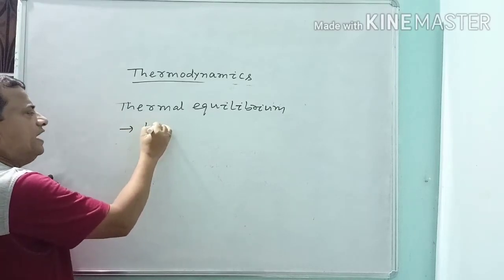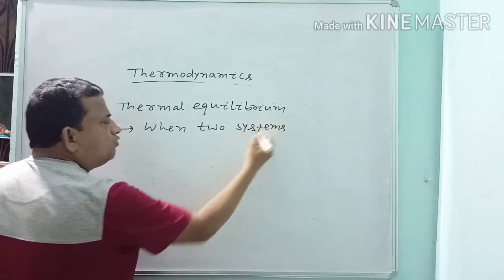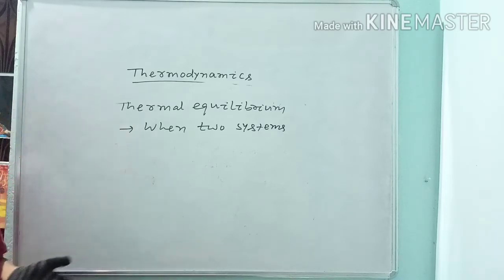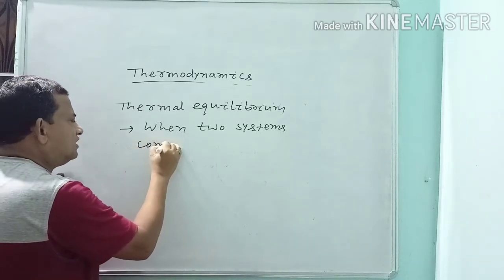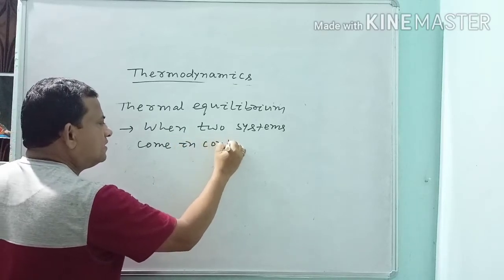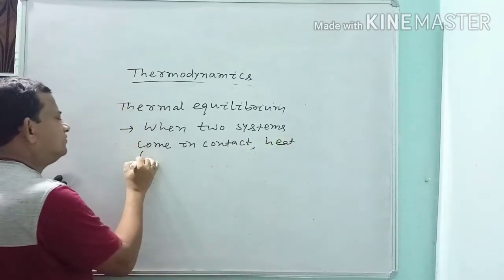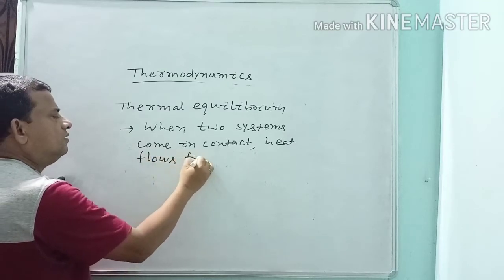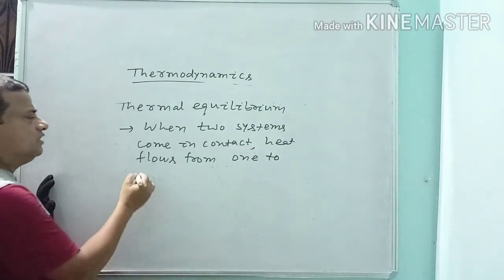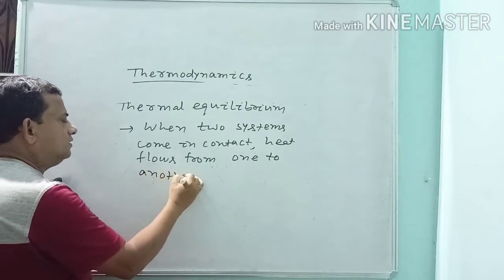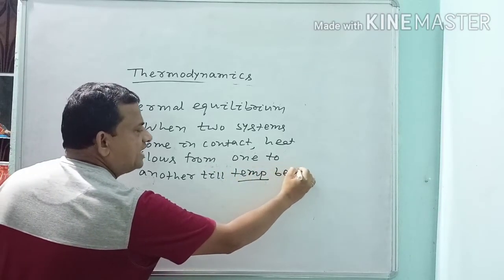So what is this thermal equilibrium? That means when two thermodynamic systems come in contact, heat flows from one body to another body till temperature becomes same.